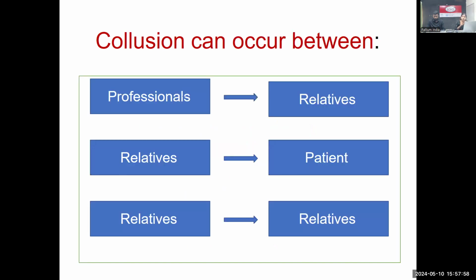So collusion can occur between professionals and relatives. For example, physicians might withhold the information from the relatives. Sometimes the relatives might withhold the information from the patient. Sometimes a relative might withhold the information from other relatives. Collusion can happen at multiple levels. So I know for a fact that so and so condition is bad, and I might withhold this information from the relatives. Or I might sit with the relatives and explain everything to the relative, but the relative might withhold the information from the patient, right?